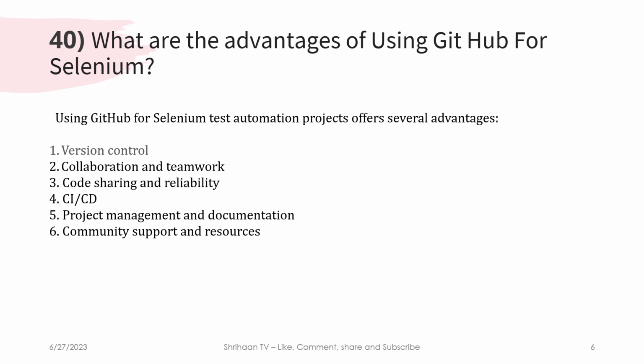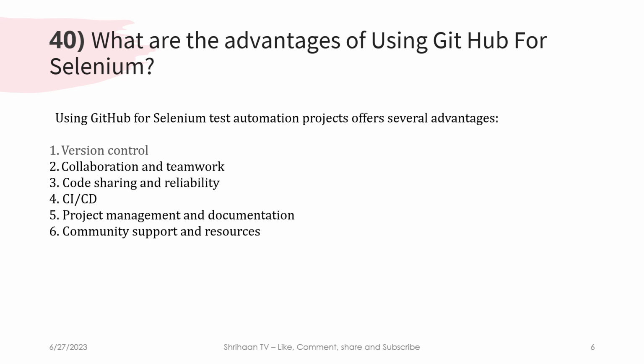And the next advantage is code sharing and reusability. GitHub allows us to share our Selenium test automation projects with the wider community. We can make our projects public and contribute to open source projects also. And also we can create private repositories for internal use. So these are some flexible features we have, like code sharing, and we can do reusability also. By sharing the code on GitHub, we can gain feedback, improve our coding skills and contribute to the growth of the Selenium community. This is one of the advantages.